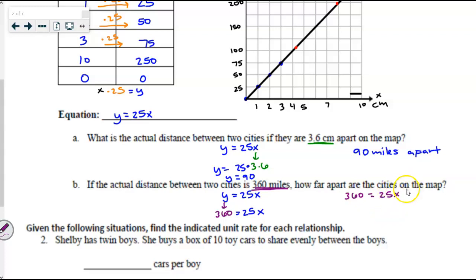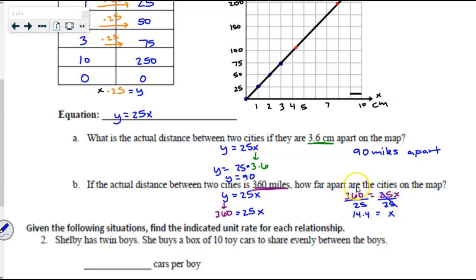x. So what's happening to x? We can see we're multiplying. I'm going to undo that multiplication with division. And whatever I do to one side, I do it to the other side. And so I end up with x is equal to, what did you get, Devin? 14.4. 360 divided by 25 is 14.4.